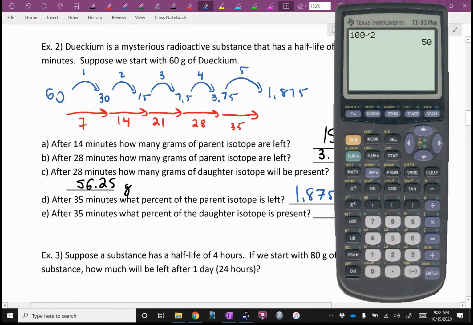How many half-lives are we going to need to do to get to 35 minutes? 5. So divide by 2 again. That's the second half-life. Divide by 2 again. Third half-life. Divide by 2 again. I don't know on your calculator which button divide is. And then divide by 2 one more time. What percent is left? Now, if your calculator is giving it to you as a fraction, I can show you how to change that to a decimal.